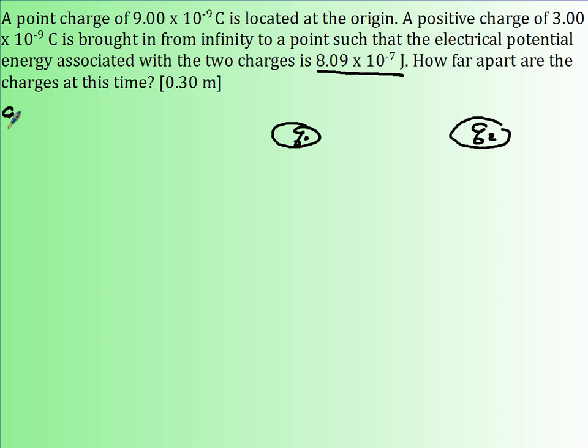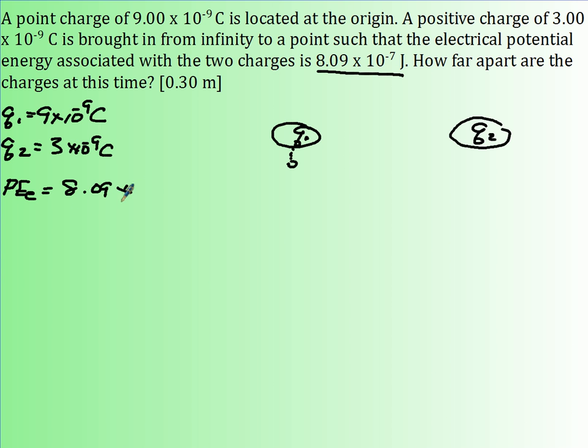So Q1 is 9 times 10 to the negative 9th coulombs, and it's at the origin, so this is the origin. Positive charge Q2 is 3 times 10 to the negative 9th coulombs. And the electric potential energy is 8.09 times 10 to the negative 7 joules. How far apart are they? Well, I know the electric potential energy is K Q1 Q2 divided by R. This is not squared this time.